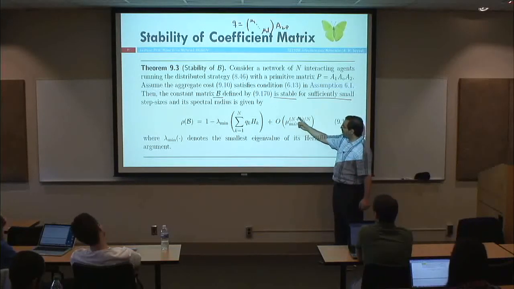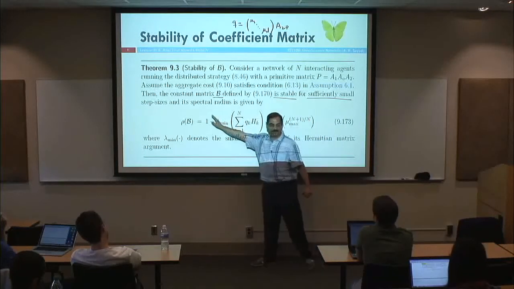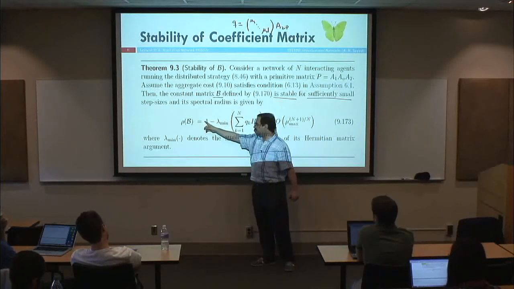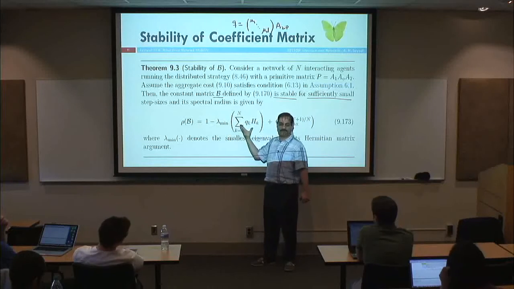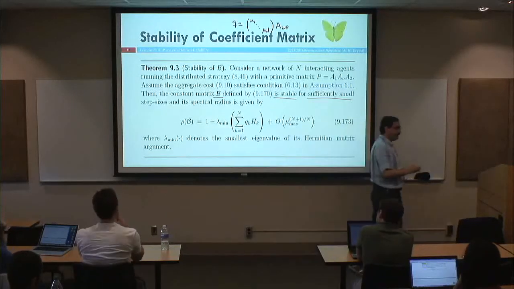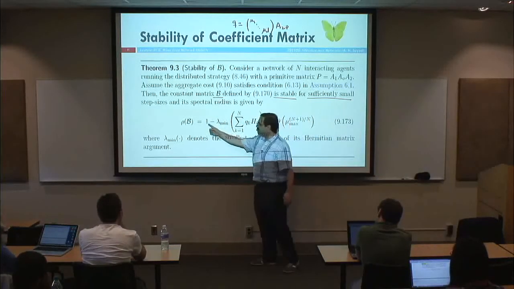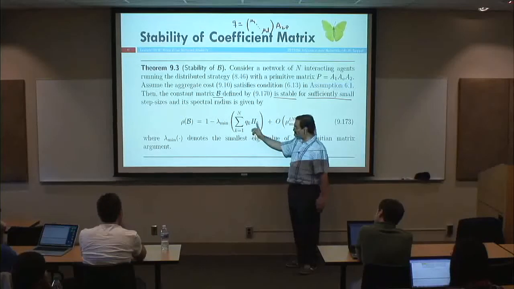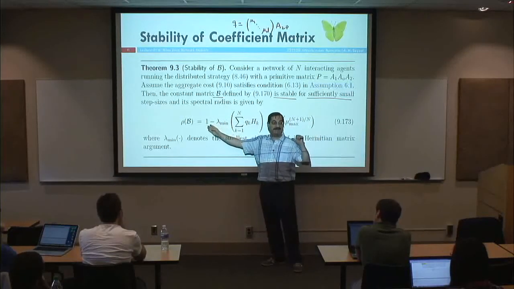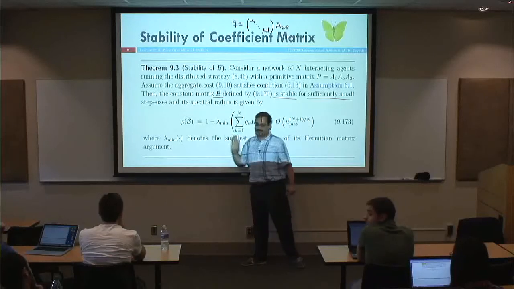Because this is a higher power of mu, when mu is very small, this order is smaller compared to O of mu. So this is the dominant factor. And this will be of the form 1 minus something of the order of mu, which will make it stable if the spectral radius is less than 1. And this quantity is important because it will determine the speed of convergence of your algorithms. I'll come back to this later. But this is where it comes from, that the spectral radius of B is given by this.